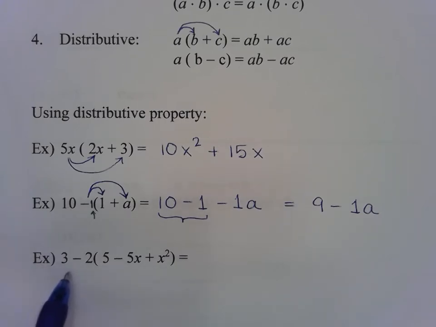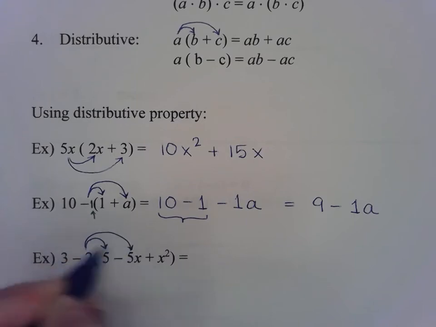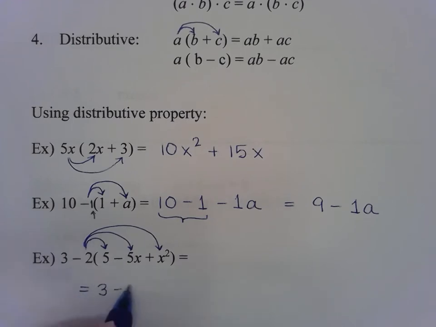Okay, same thing's true for this last example. Please, please, please don't subtract these. That always makes me cry a little. It's the -2 that we're distributing. So again, the 3 is going to hang out for a minute in the front. This will be a -10 plus 10x minus 2x squared.